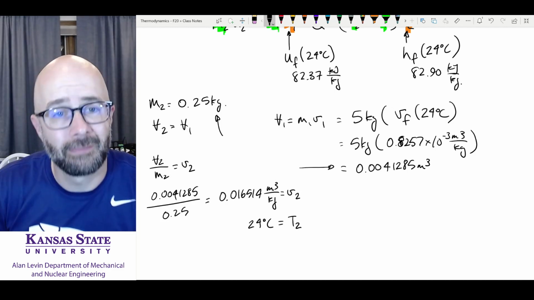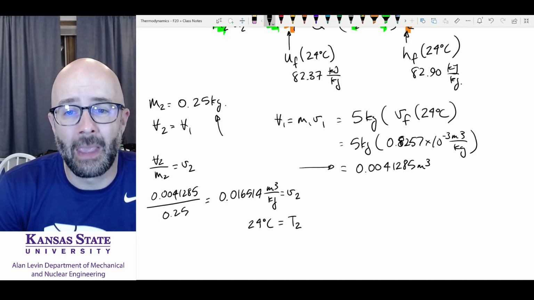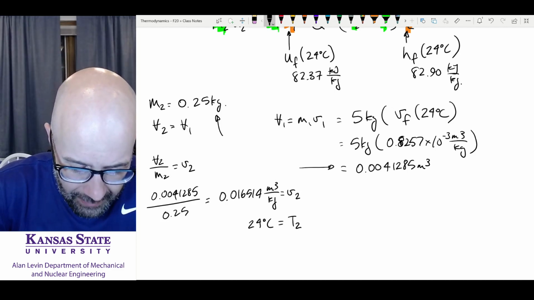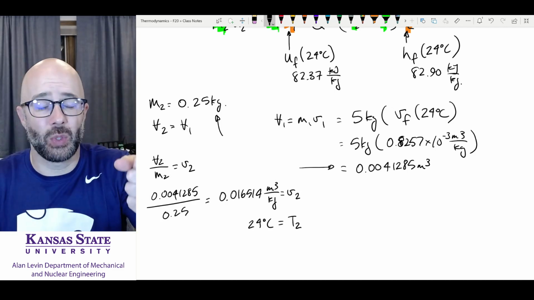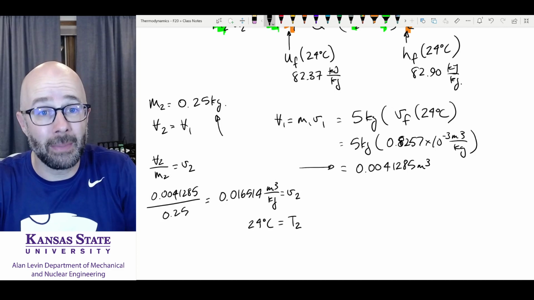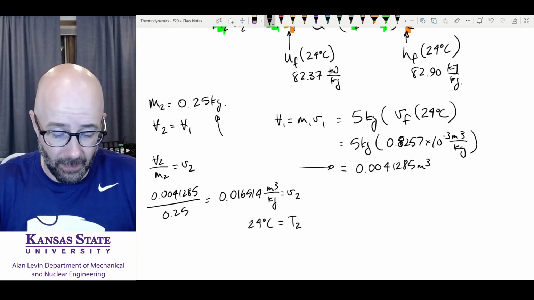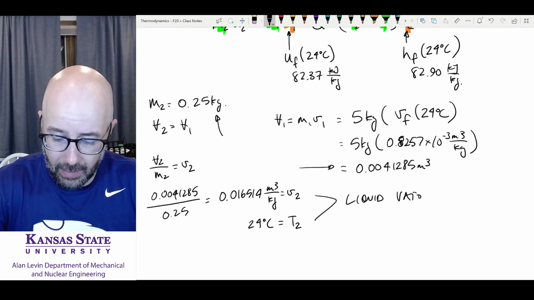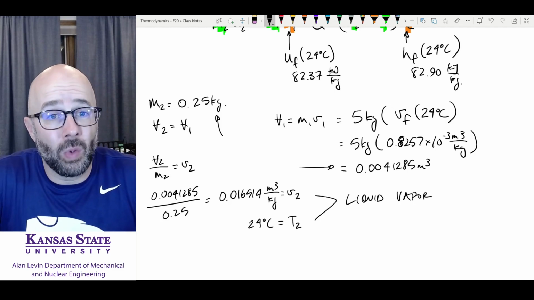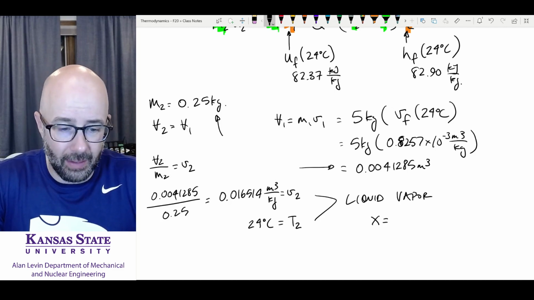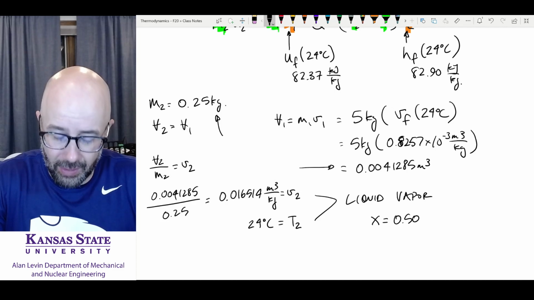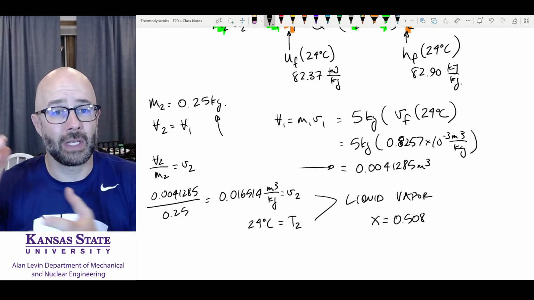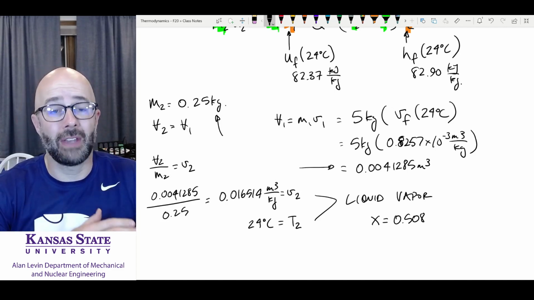So now I know 2 things, and I can set the state. What I'm going to find out when I set the state is that at 24 degrees Celsius, this value for specific volume is between a saturated liquid and a saturated vapor. It is a liquid-vapor mixture. And then I have to find the quality, and the quality they'll give me here is going to be 0.508. So by mass, half of that can is going to be liquid and half of that can is going to be vapor.